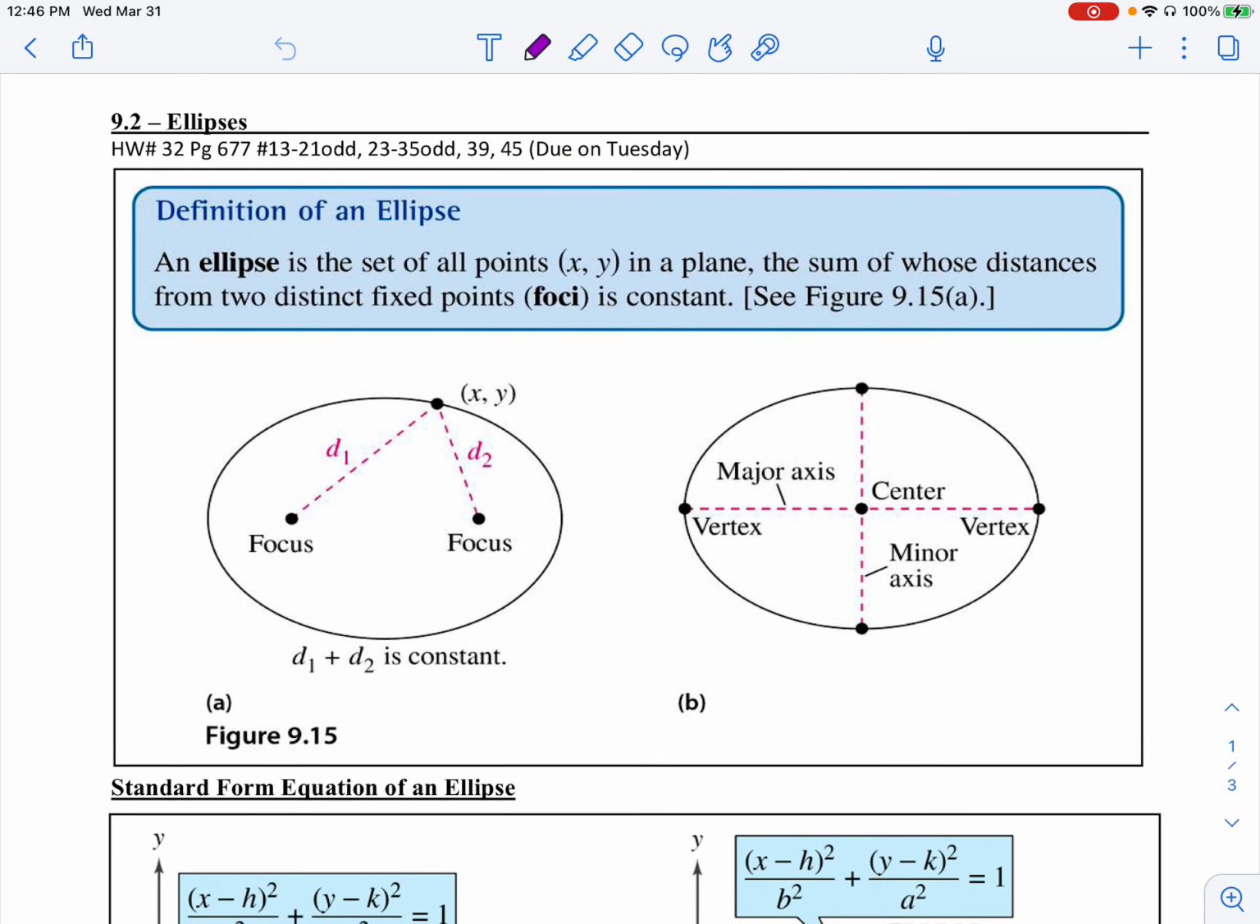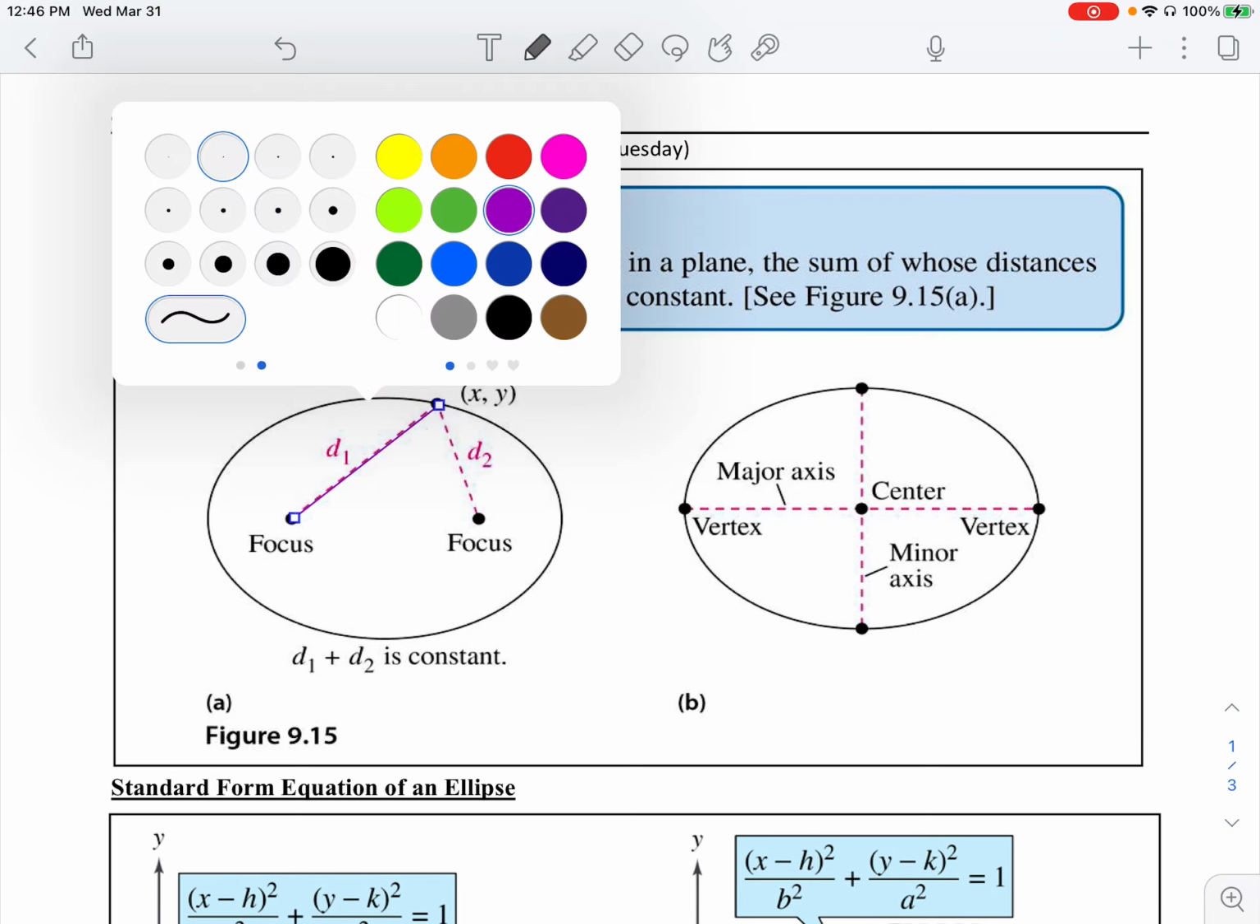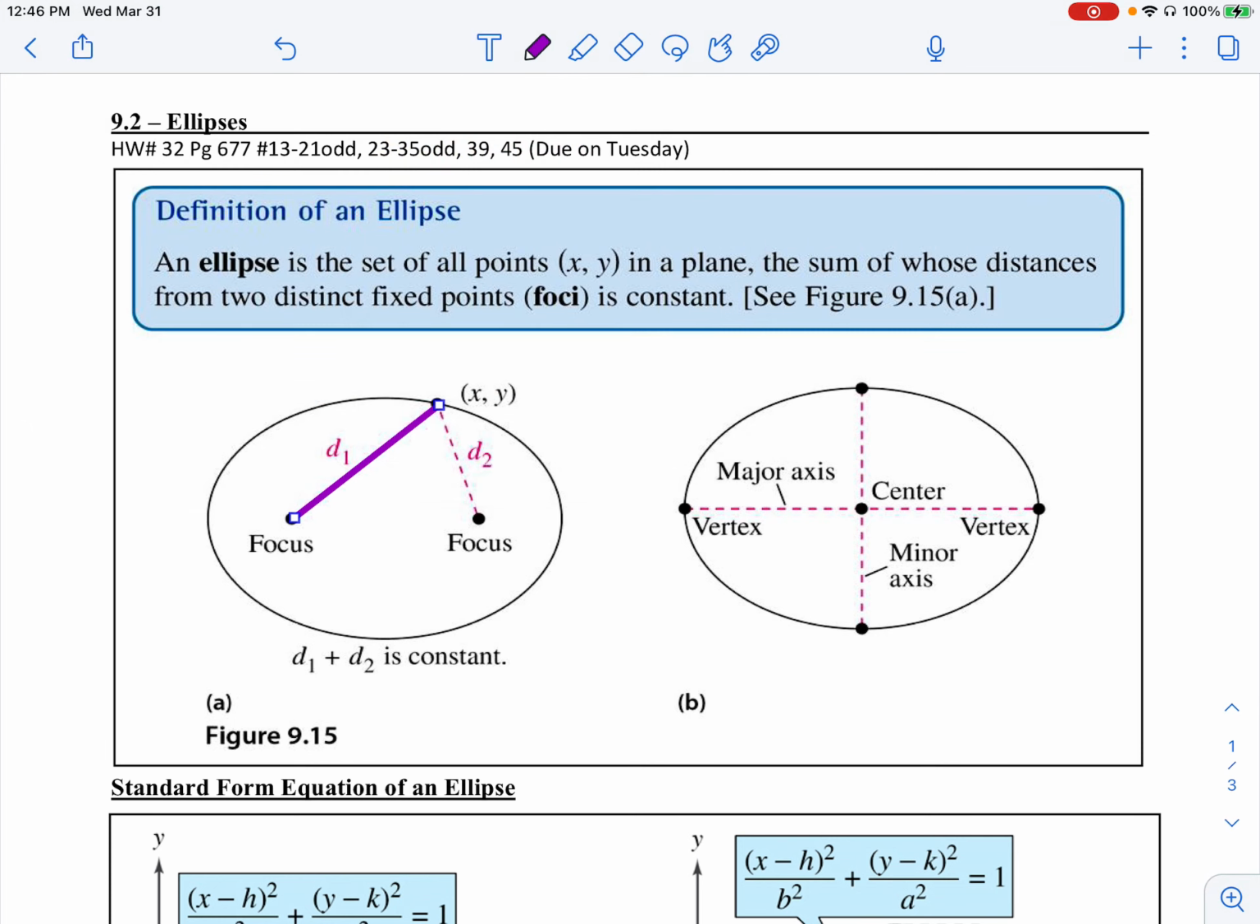So suppose we have two fixed points. Each point is a focus, and the two of them together, we call them foci. So we've got two foci here. And if I were to find the distance from a point there, and let me just go ahead and make that a little bit larger, if I find the distance from a point to one of the foci, and find the distance from that point to the other focus, we have D1 and D2 here. We see that D1 plus D2 is going to give us some value, some constant.